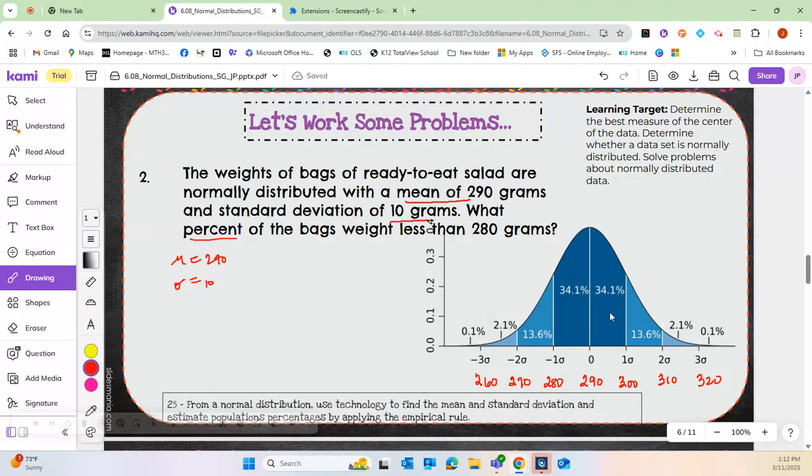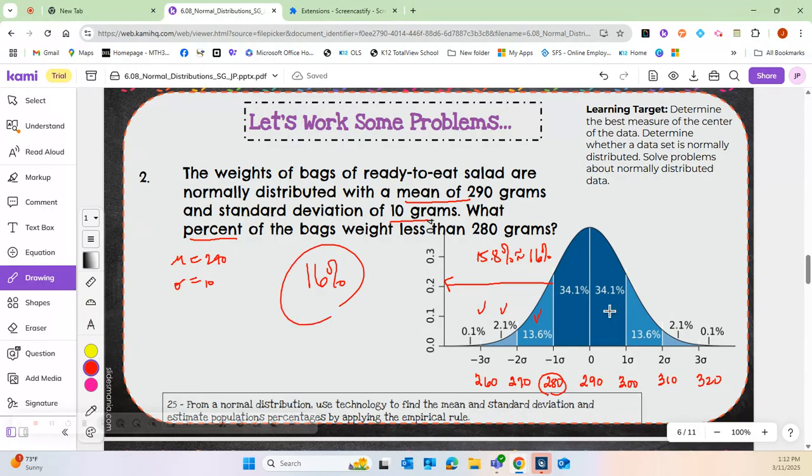What percent, so they're asking you for a percent of the bags, will weigh less than 280. So right here is 280. We're going to go less than 280. That would be to the left. And then we would add these 3 percentages up. We did that on the last problem. That gives us 15.8, and we would round up to 16%.